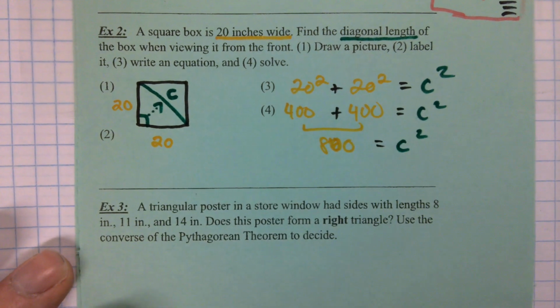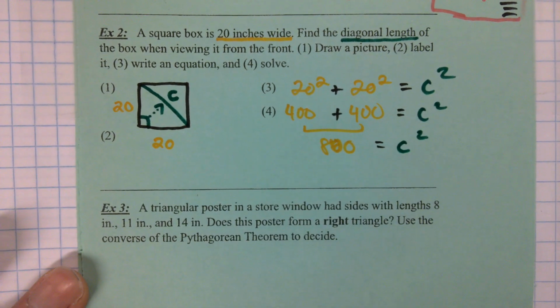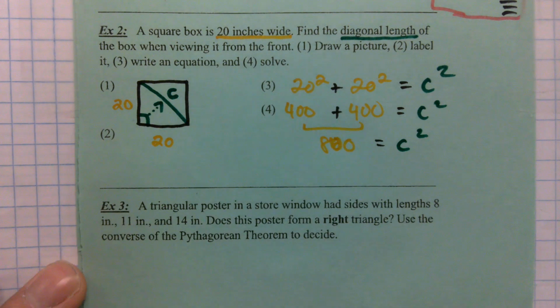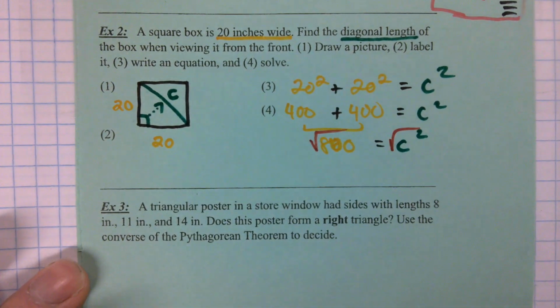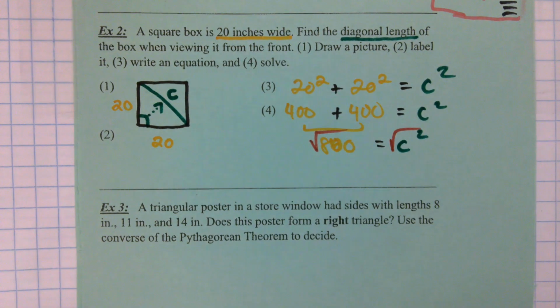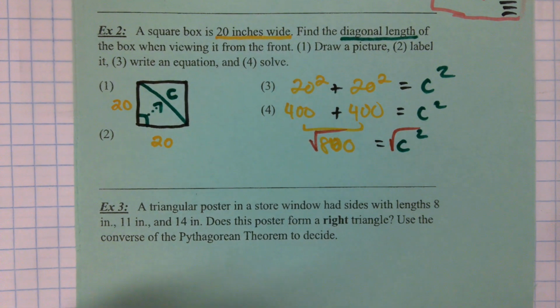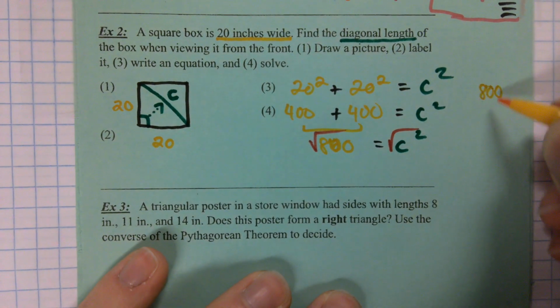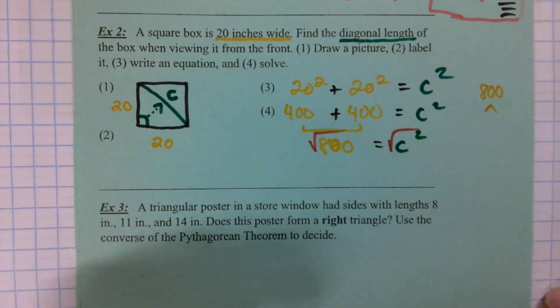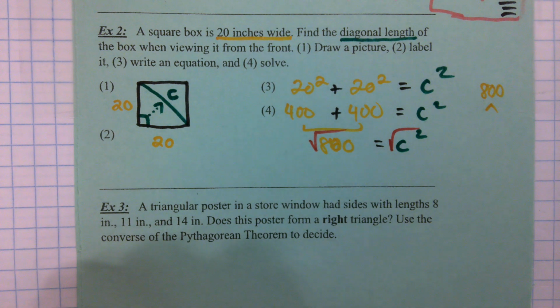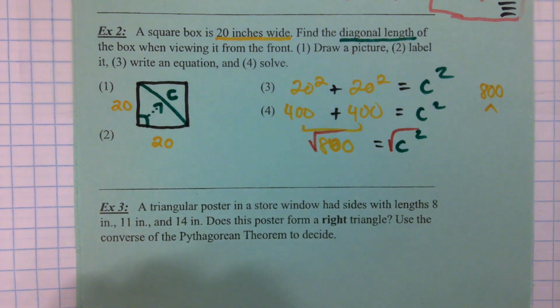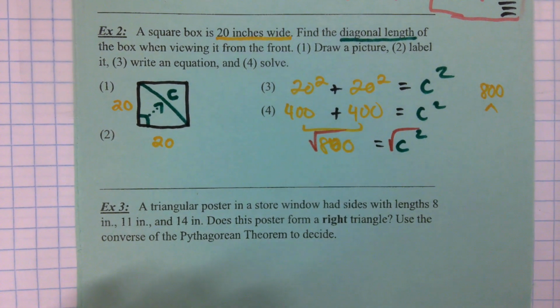So I got 800 equals c squared. What do I do now? Square root both sides. That's right. Nothing to subtract here because we combined our like terms on the left. Now let's do a little factor tree for 800. What two numbers would multiply to give me 800? 10 and 80, good. 8 and 100, another good one.